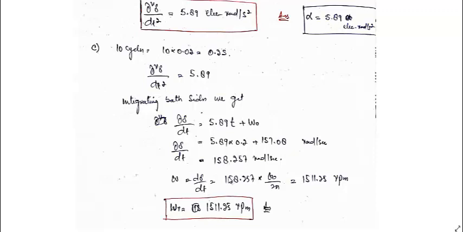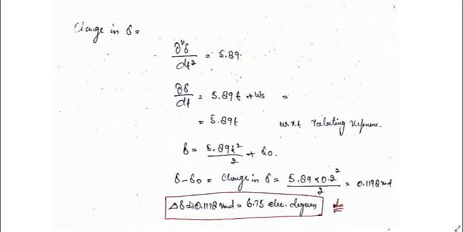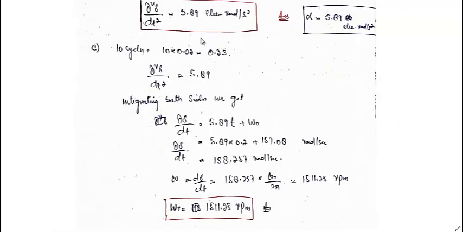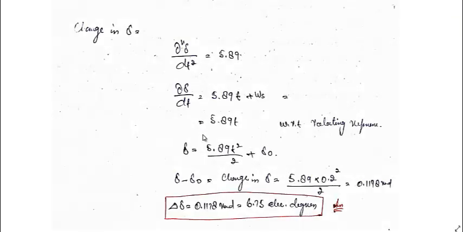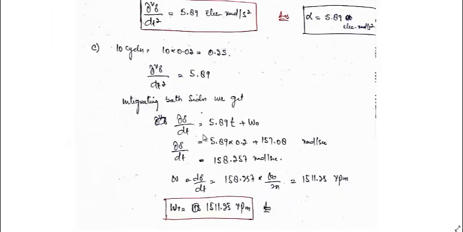Okay, wait a minute. No, I have not. Yes, I have calculated the change in delta here. So this is this value. Okay. This is not delta. Yes. Okay. So first we will calculate the rotor speed.